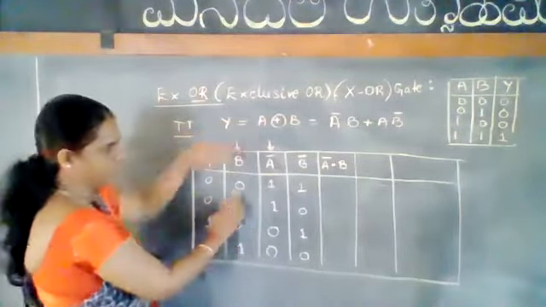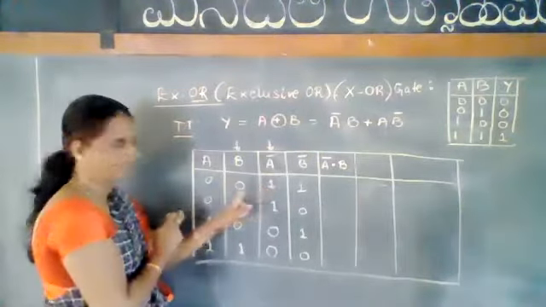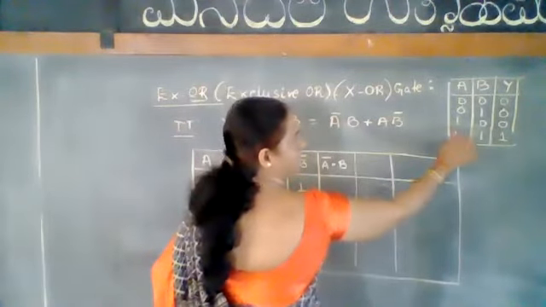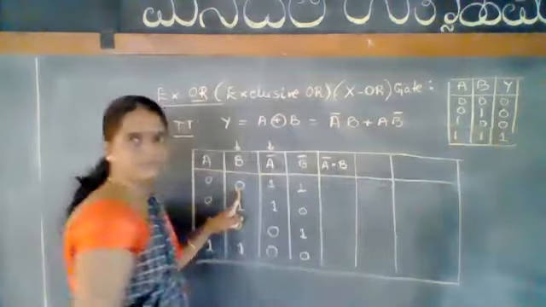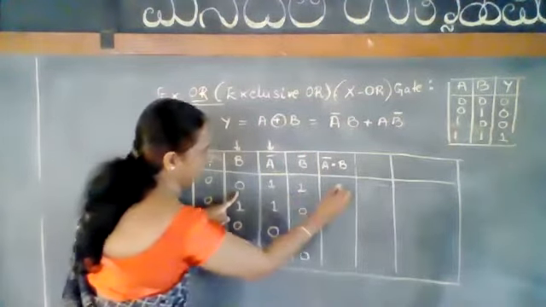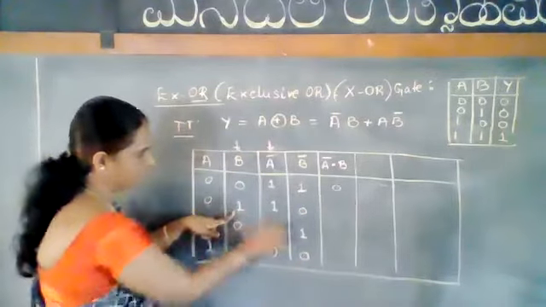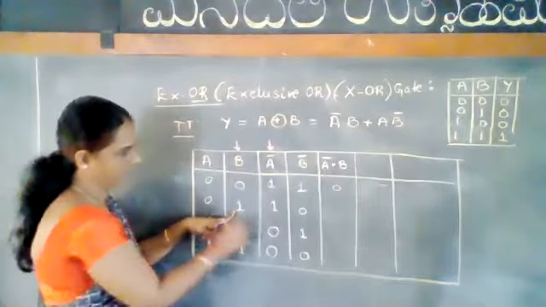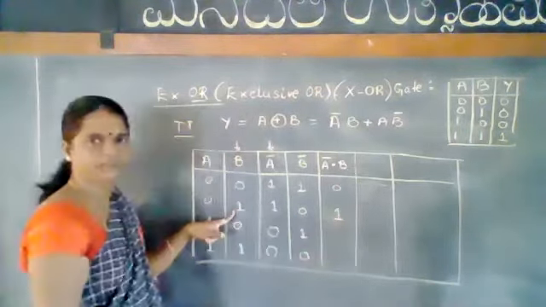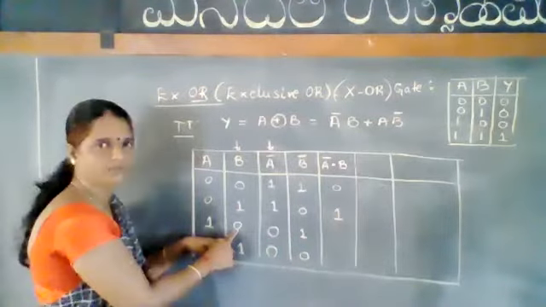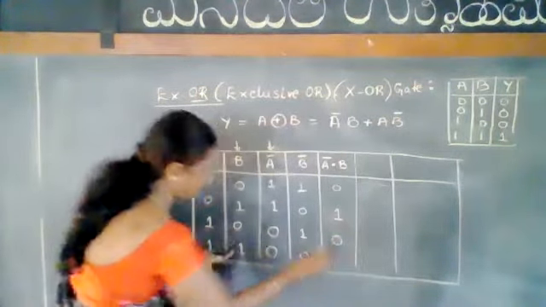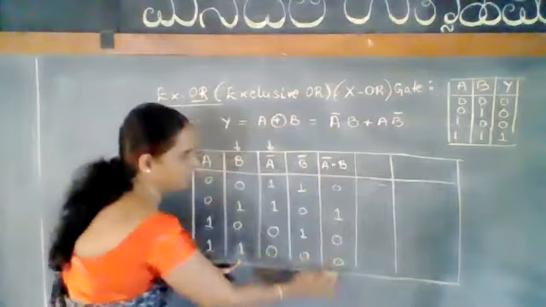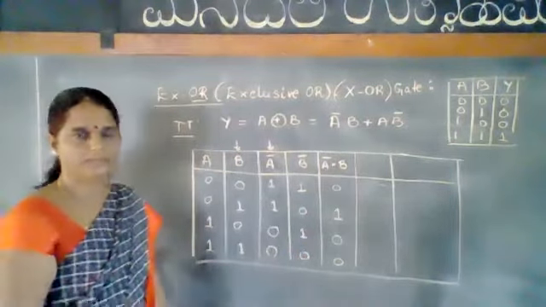Consider this A complement column and this B column; you have to AND them. So A complement 1 is ANDed with 0, 1 ANDed with 0. Search for that combination: 1 ANDed with 0, the output is 0 only. Again, 1 ANDed with 1, the output is 1, right? 0 ANDed with 0, the output is 0. 0 ANDed with 1, the output is 0.